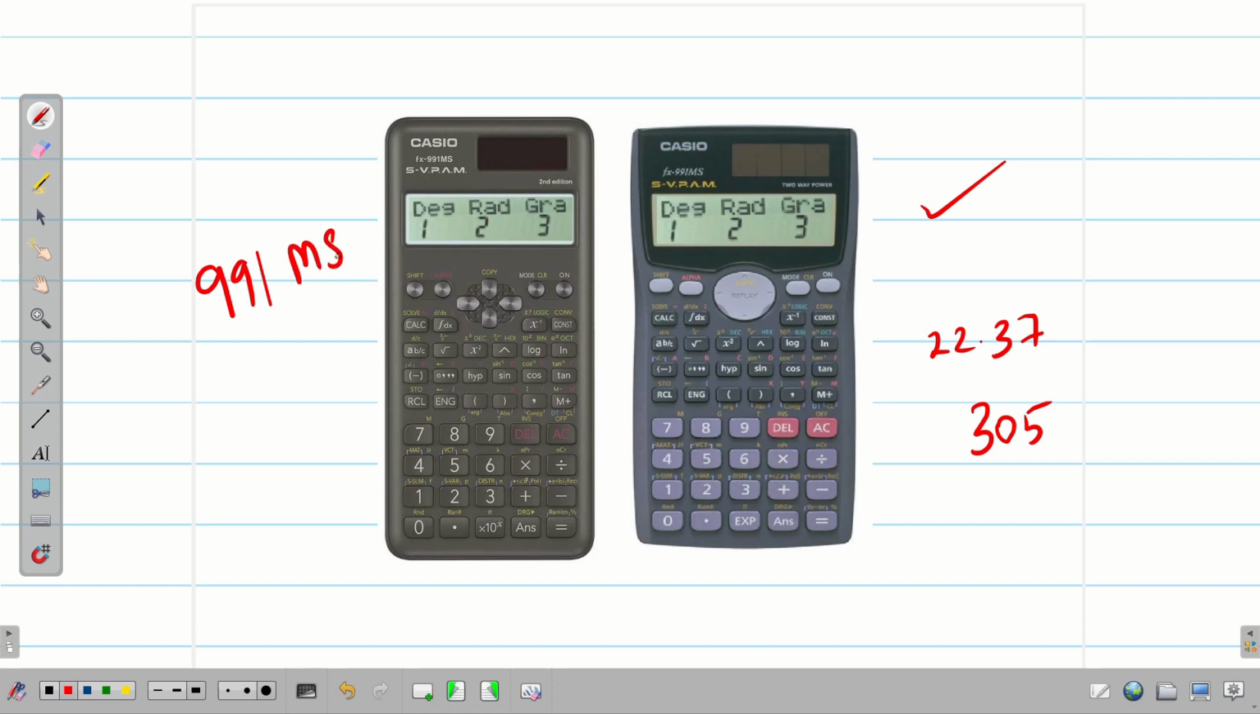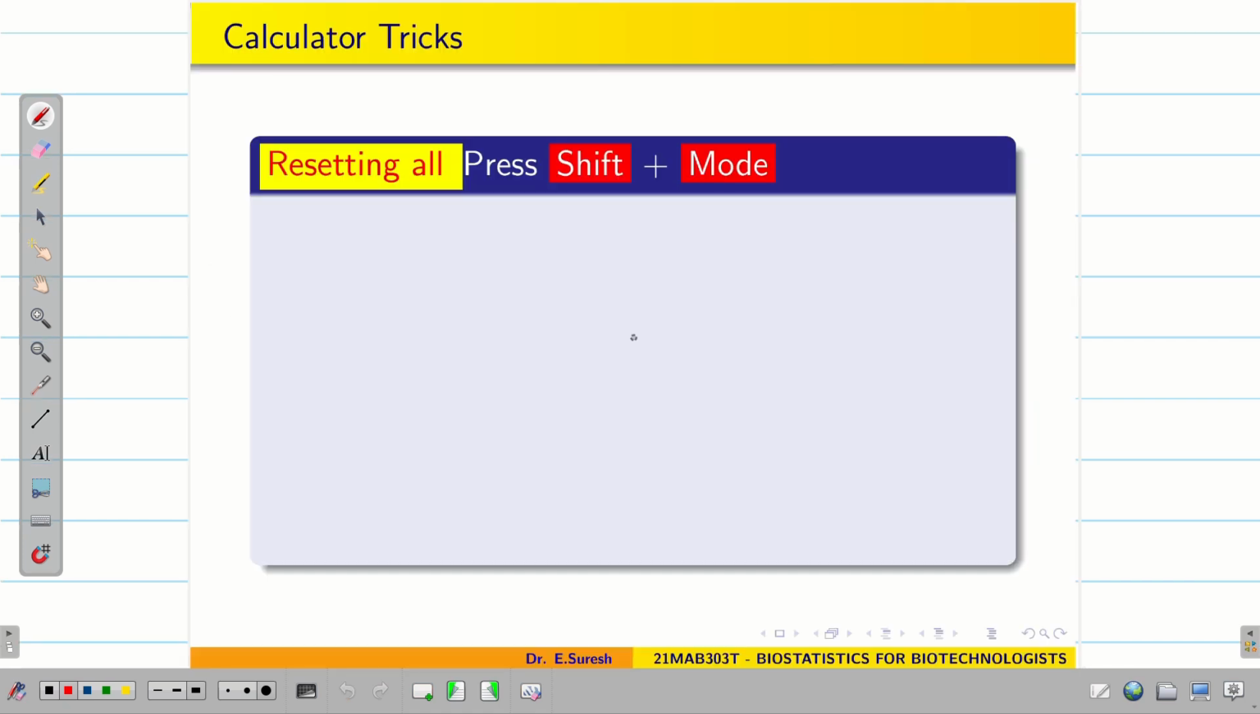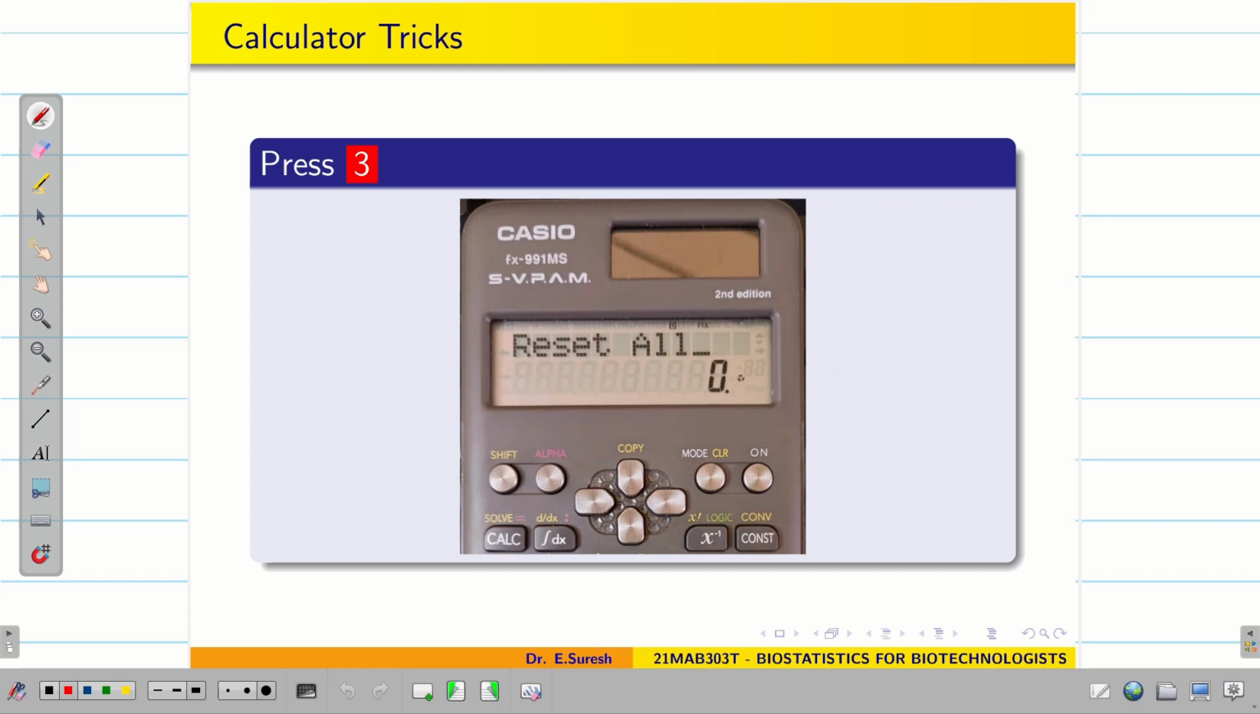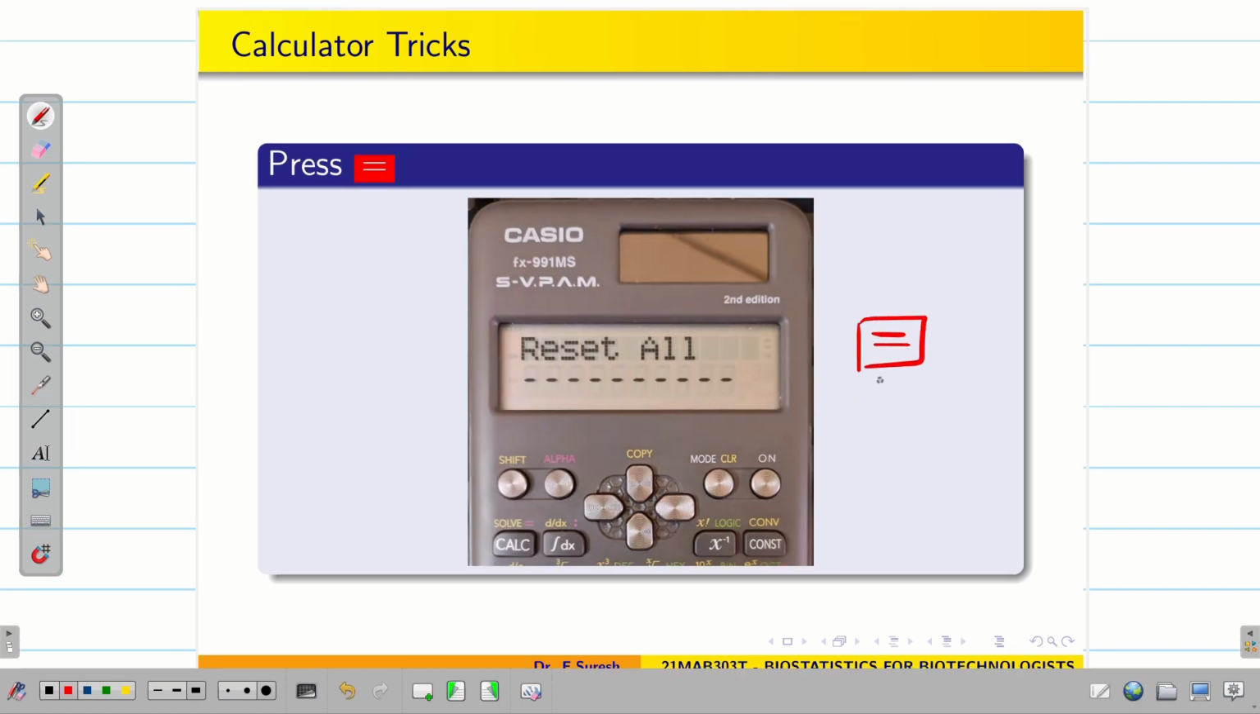So for this, I am taking the 991 MS calculator. Whichever calculator is accepted for your examination, you can take such a non-programmable calculator and try these shortcuts. First, we have to clear the garbage memory from the calculator. For this, you have to press shift and mode. Then you can see this display. You can see the shift here and mode here. Now I want to choose 3 because I want to clear everything. Now press 3. When you press 3, it will ask reset all. Now you have to press the equal to button twice, then it will clear all the memories. Now your calculator will not have any garbage values.